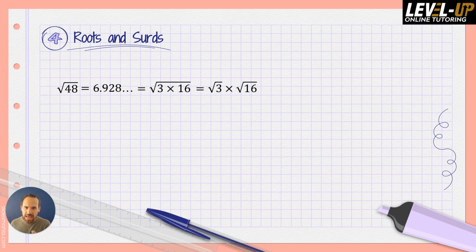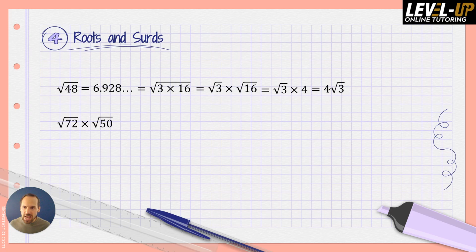And so we can then square root the 16, which becomes 4. So we've got root 3 times 4, which we then put like this, where we just put them directly next to each other, 4 root 3. And when they're right next to each other like that, it implies multiplication. You'll see a lot more of this when we go into algebra.